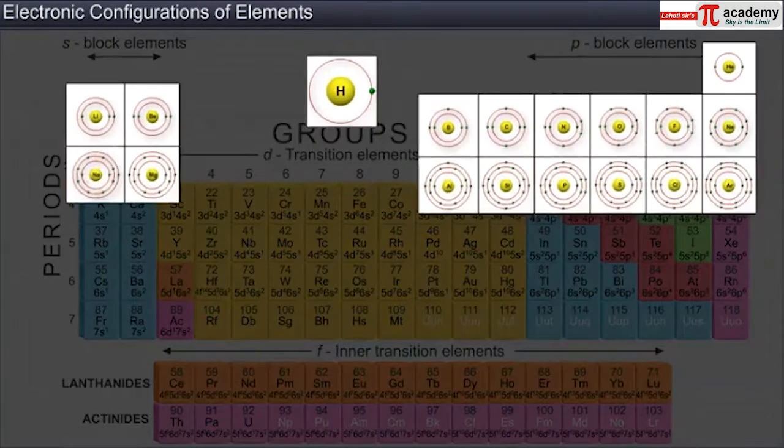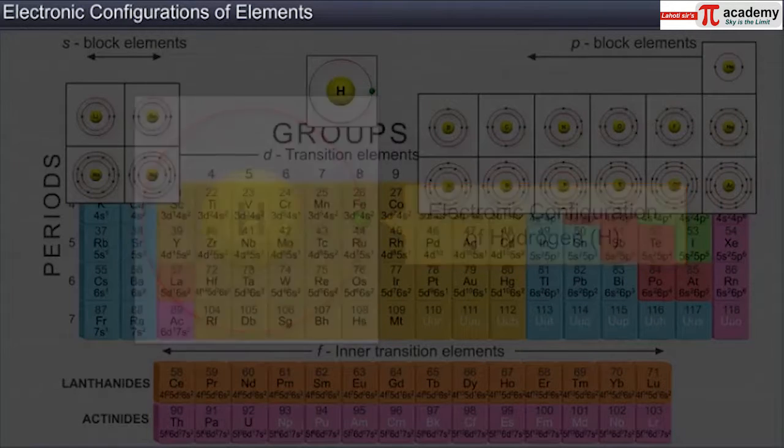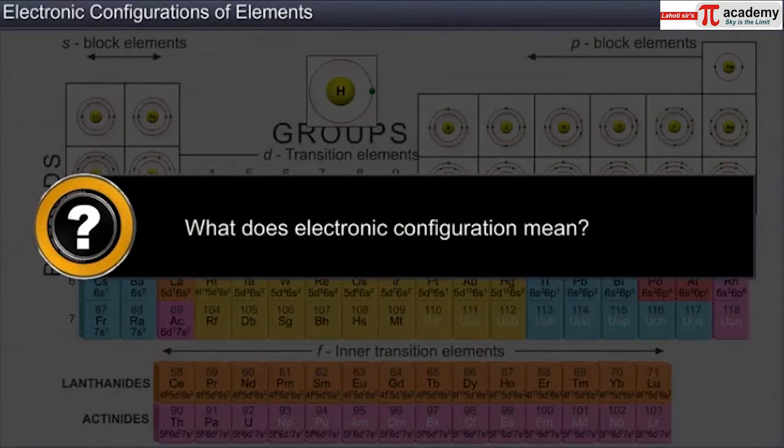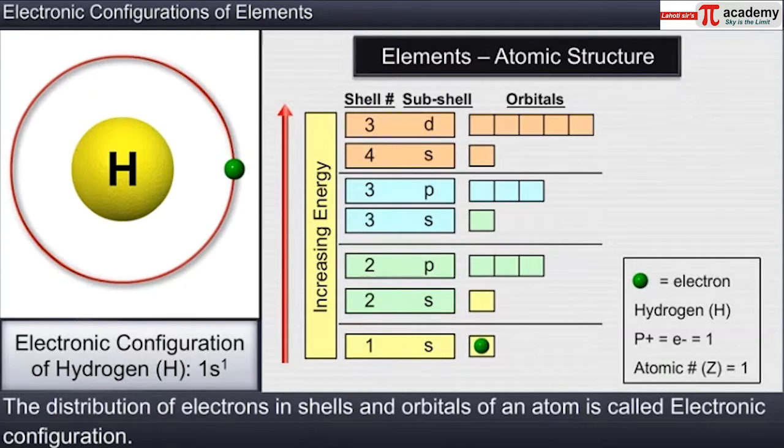Why use electronic configuration to decide arrangement of the elements? To find the answer to this question, let's first review what electronic configuration means. The term electronic configuration refers to the distribution of electrons in the shells and orbitals of an atom.